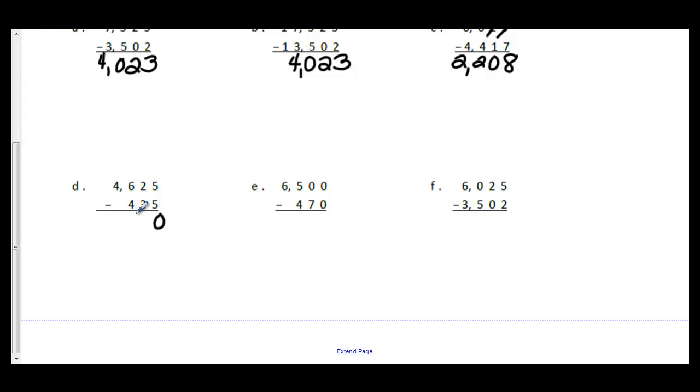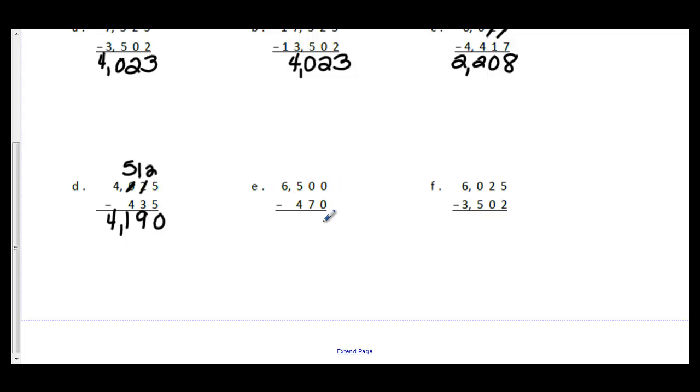2 minus 3. I can't take 3 from 2, so I have to decompose. 6 becomes 5, and this 2 becomes 12. 12 minus 3 is 9, 5 minus 4 is 1, and 4 is 4.